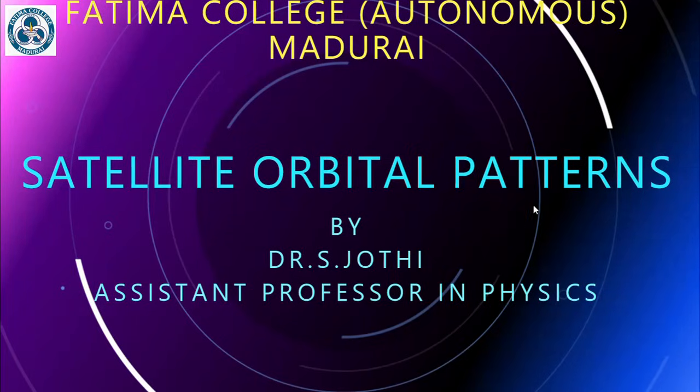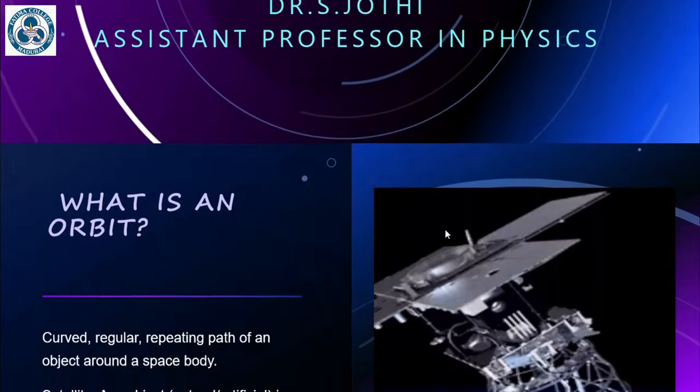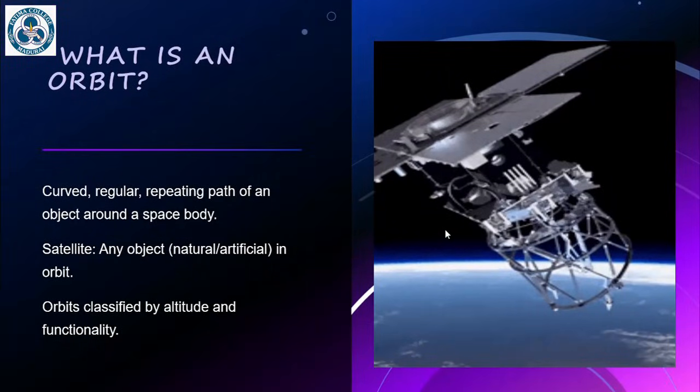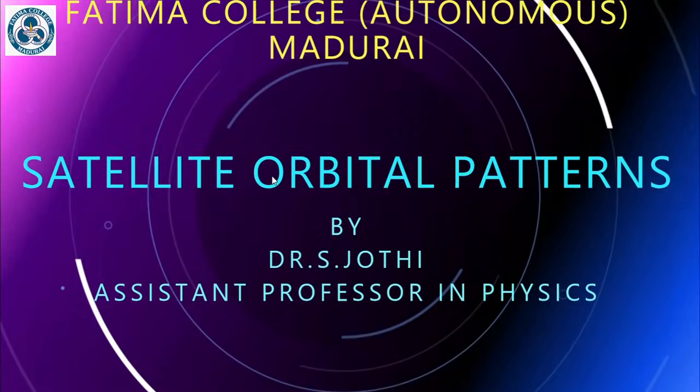In this video, we will understand what an orbit is, and then we will classify orbits in two main ways: by altitude, LEO, MEO, and GEO, and by functionality, including geostationary, polar, sun-synchronous, and highly eccentric orbits. By the end, you should be able to identify which orbit is suitable for imaging, communication, navigation, and weather monitoring.